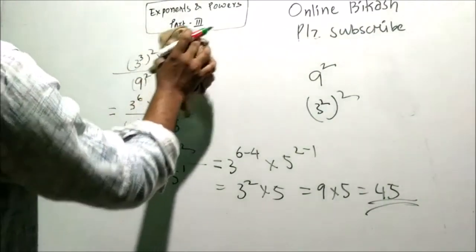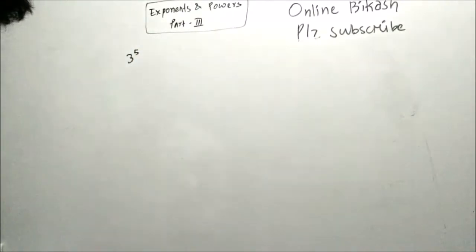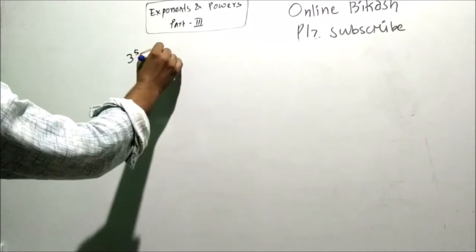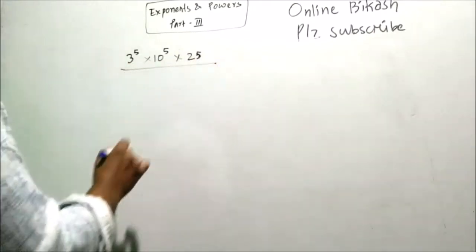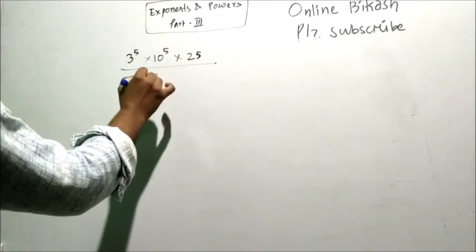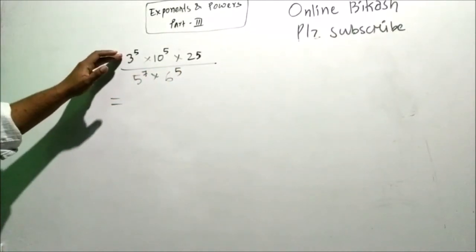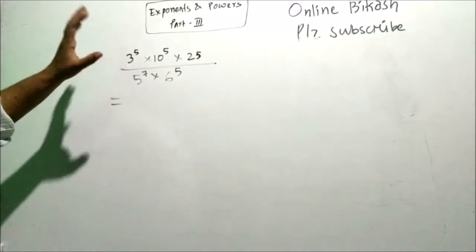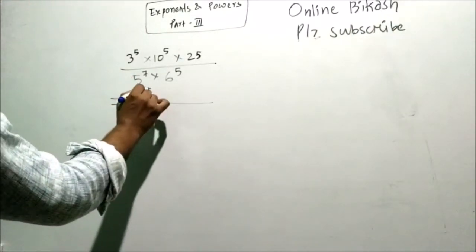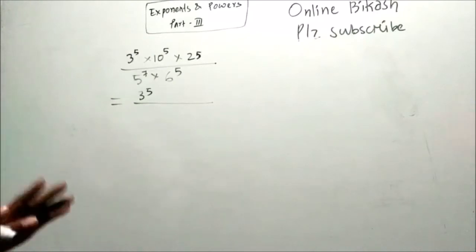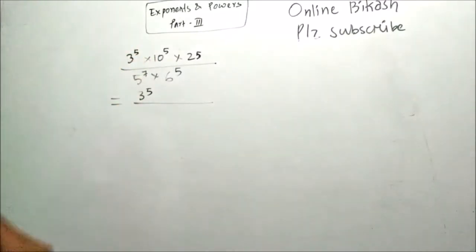Okay. Now let us take another one. Same type of question. 3 to the power 5 into 10 to the power 5 into 25 over 5 to the power 7 into 6 to the power 5. Now say 3 to the power 5. You cannot change this one. You have to keep it as it is. So we will not change anything. 3 to the power 5 is written as 3 to the power 5 only. 10 to the power 5. We can do something, because 10 can be written as 2 into 5. So we will use that.